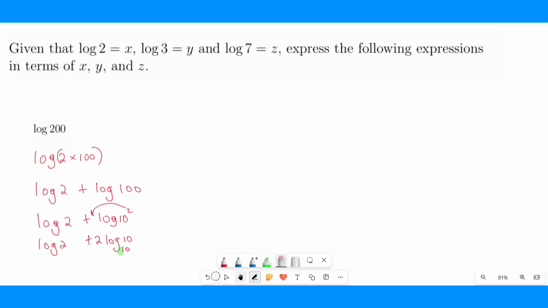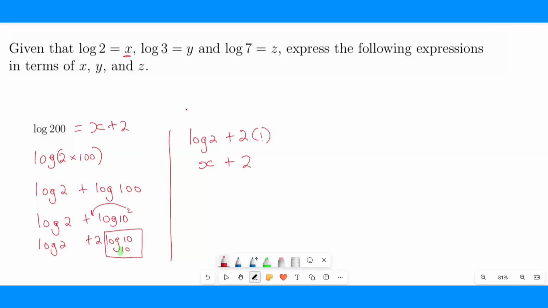So what this really means is log 2 plus 2 times 1, because this part will give us 1. Finally, we know that the log of 2 is x. So this is x plus 2 times 1, which is 2. So the log of 200 can be represented as x plus 2. And there you go.